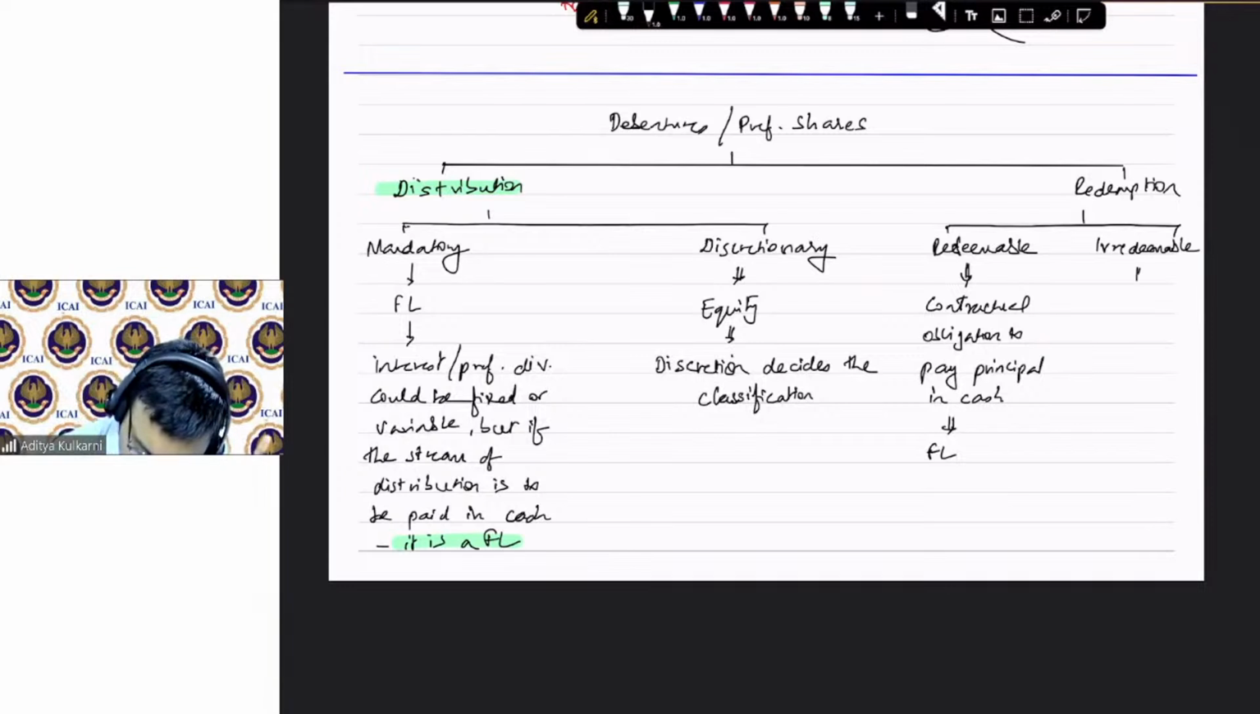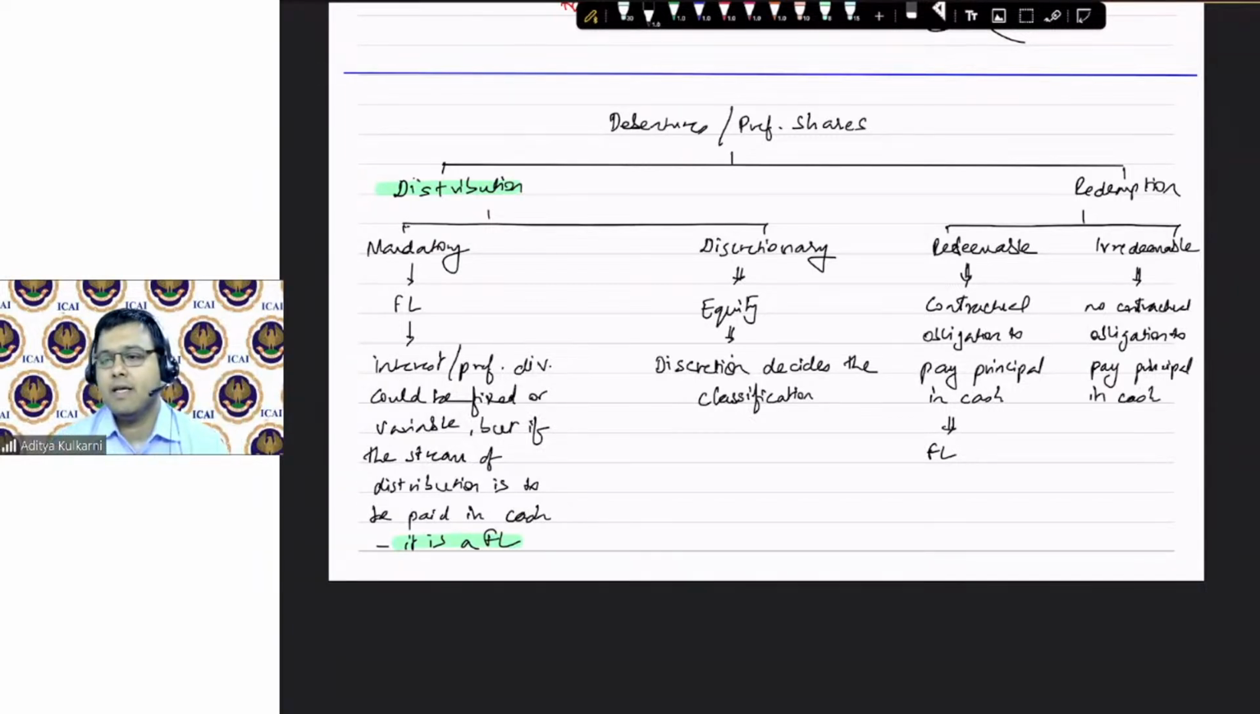If it is irredeemable, do you have a contractual obligation to deliver cash? The answer is no. No contractual obligation to pay the principal in cash. So if there is no contractual obligation, what are you going to classify it as? Sir, you will classify it as equity.